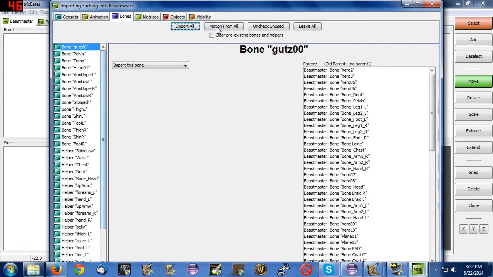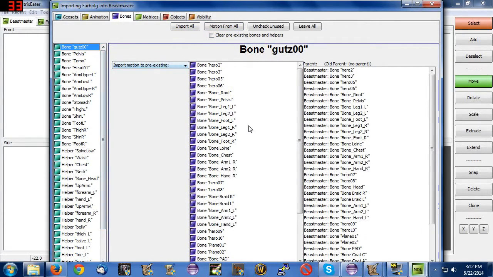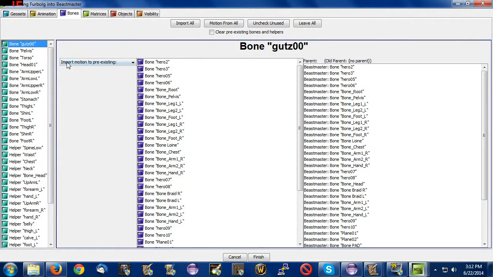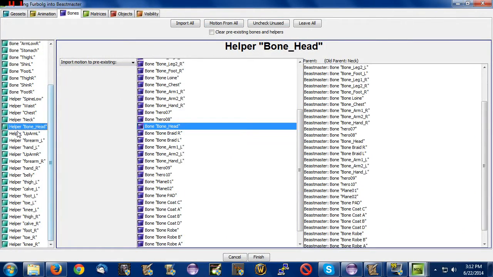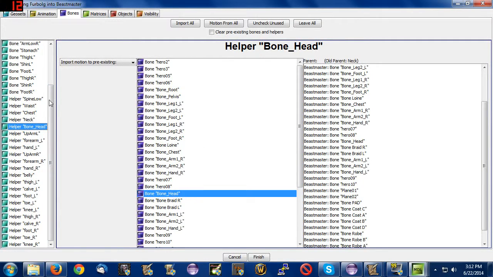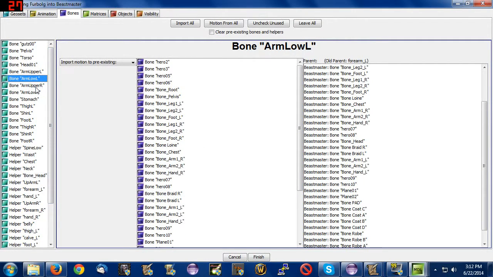Here I'm going to do motion from all because we basically want all of these shape datas. Now when you click motion from all, it tries to do some stuff for you. For example, in here, bone head, it's already picked out the head corresponds to the Beastmaster's head, so that one's done for us. A lot of these other ones don't work because these models are too different, but we can do them manually, so we can make this work.